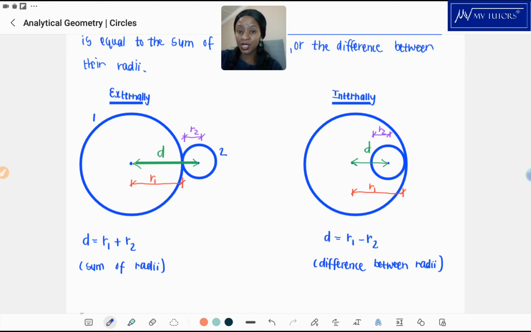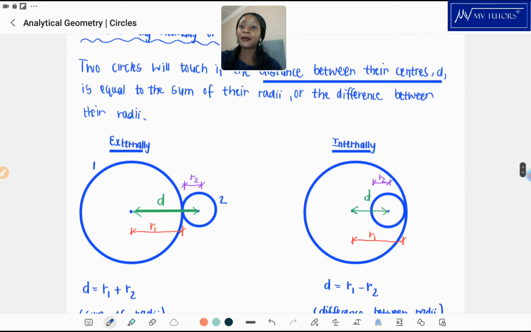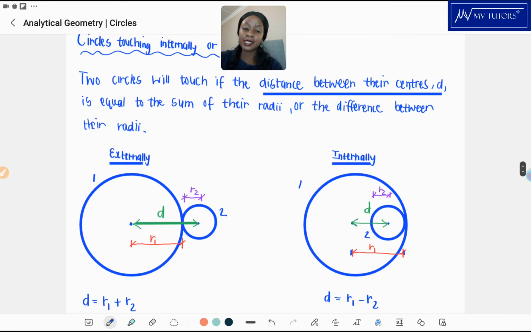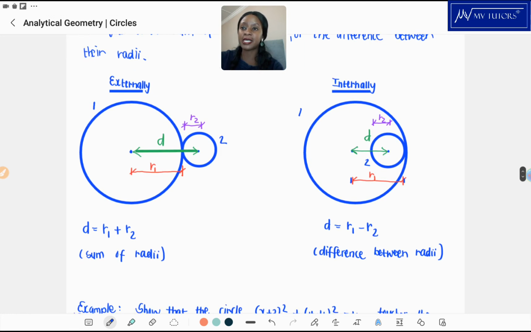Now, if they were touching internally and you were supposed to get D, the distance between their centers, again you would take the radius of circle 1 and the radius of circle 2. But now you can see that it's going to be the difference, because you have R1, which is quite large, and you have R2. The distance D between their centers would be the difference between their radii. You take the bigger radius and subtract the smaller radius, and you get D.